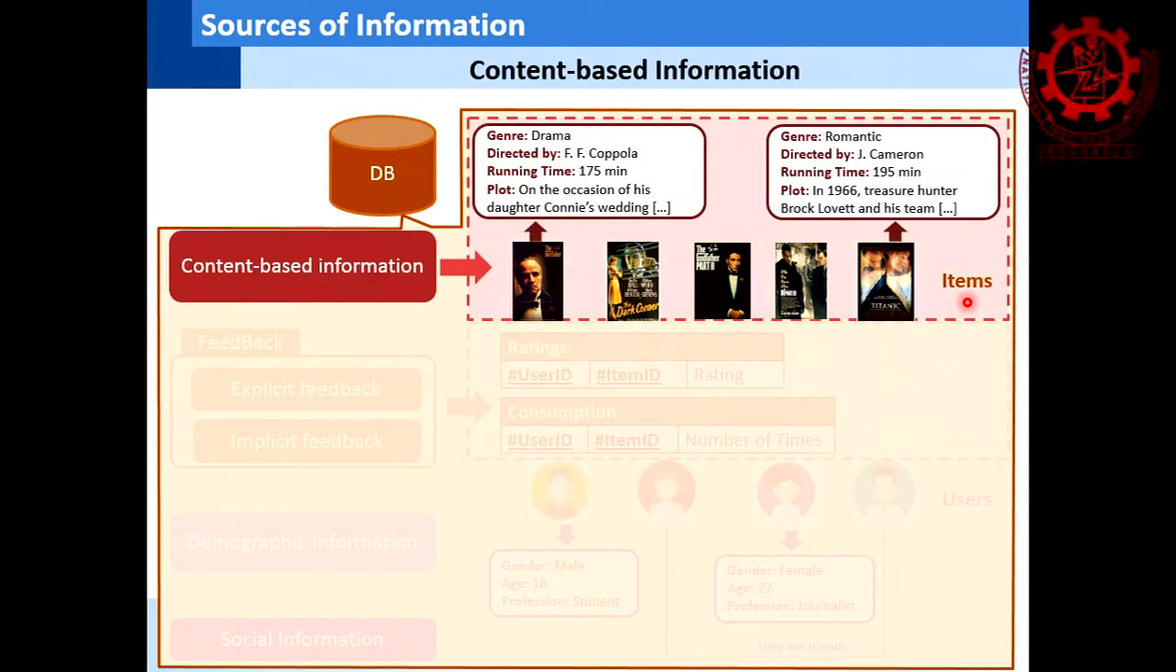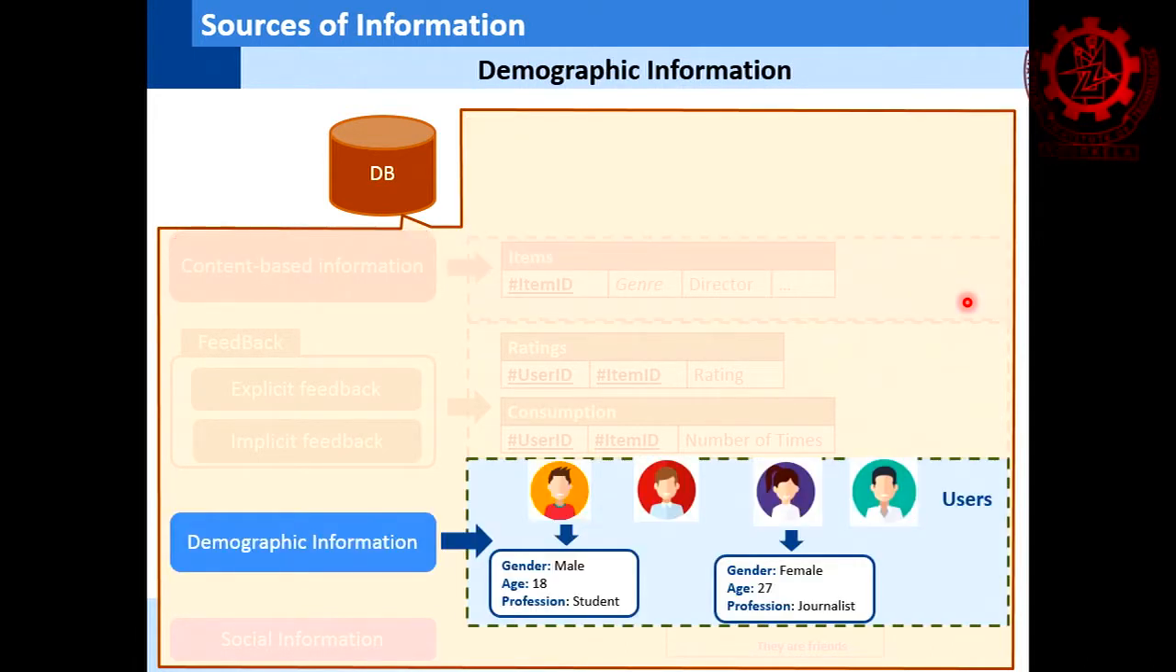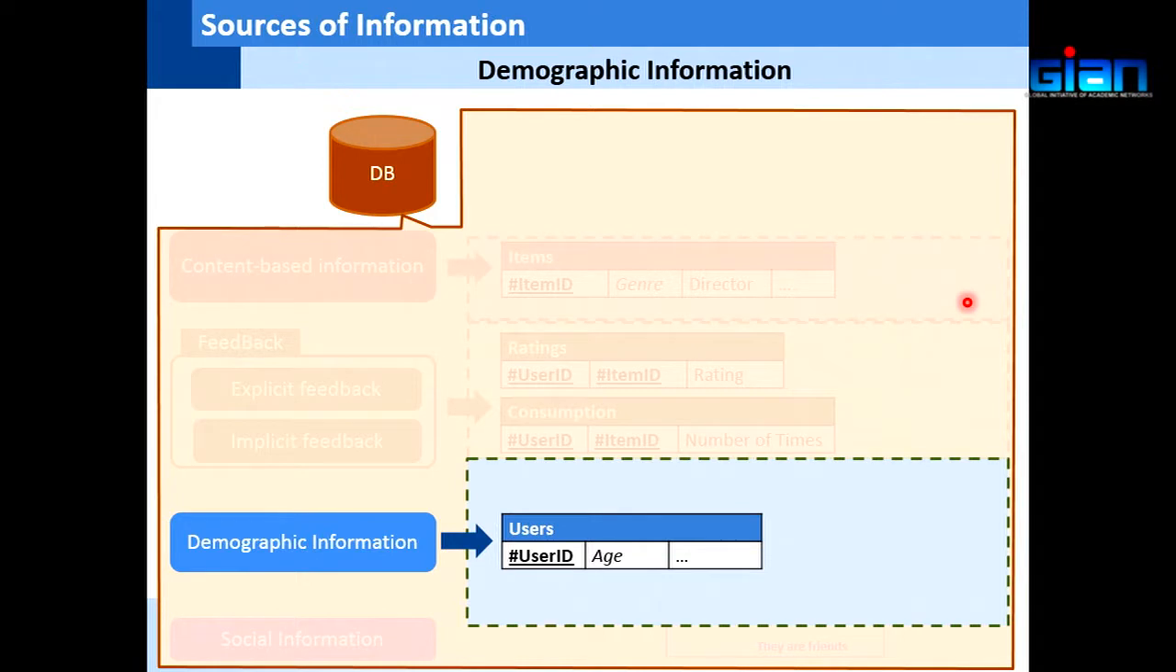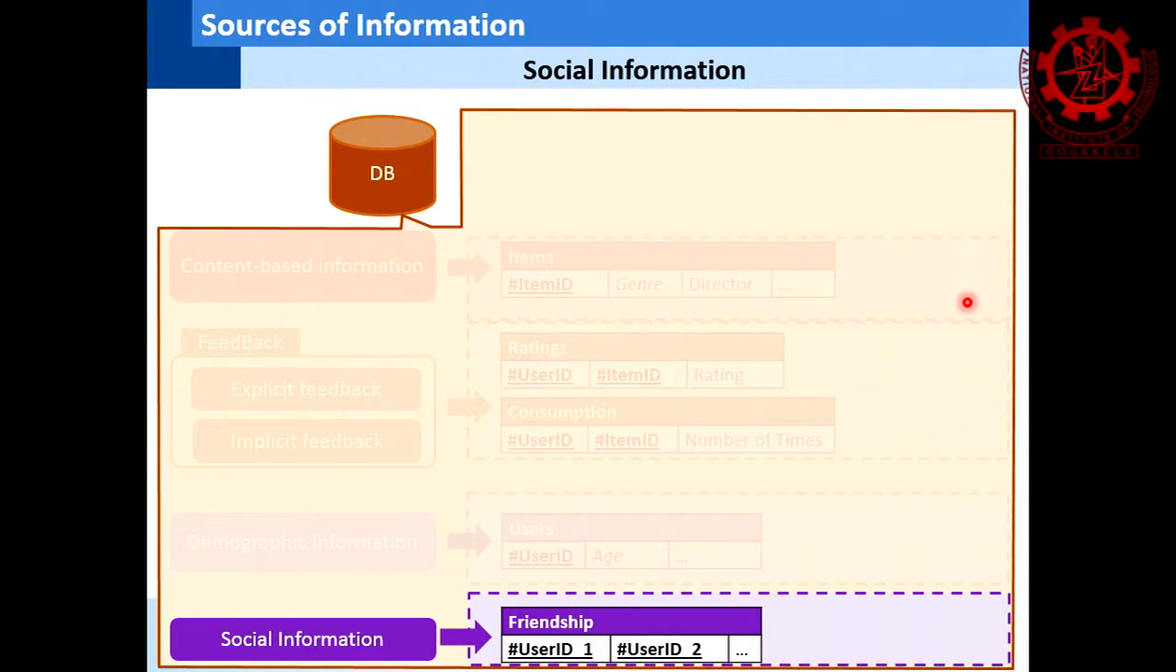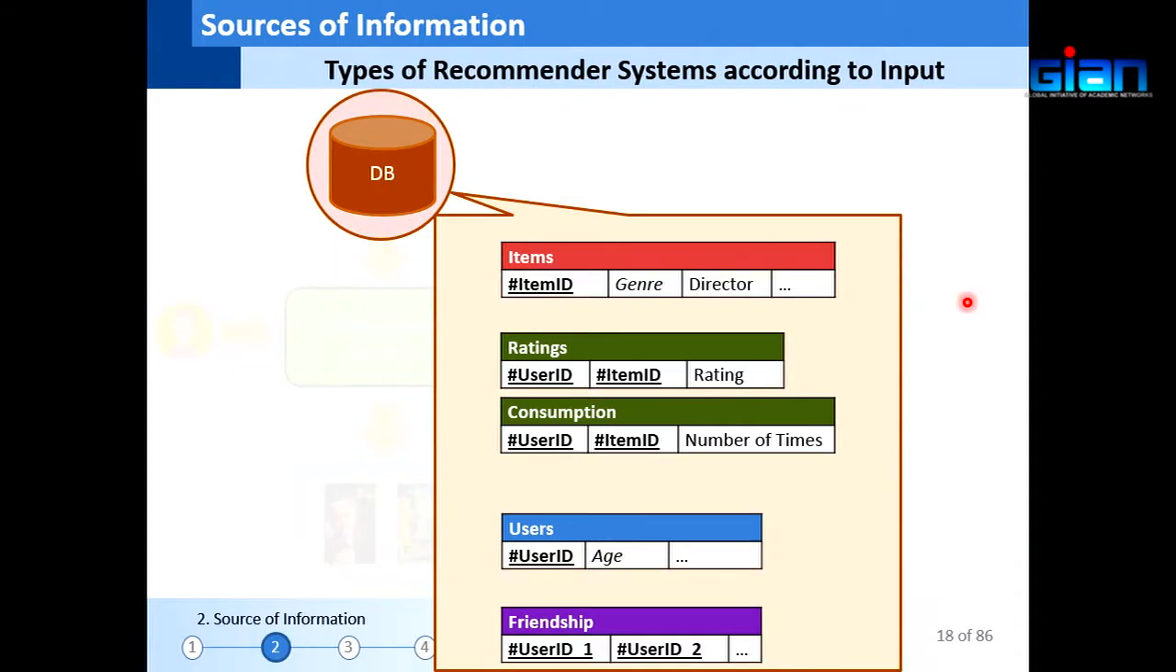We have also information related to the content of items, which is stored through a table like this. And we have demographic information of users. So we could store this information in a table like this, users. Okay? And relations of users, friendship, for example, can be stored in this kind of table. So finally, we have these tables to be stored in the database.